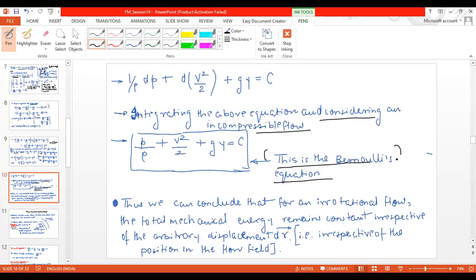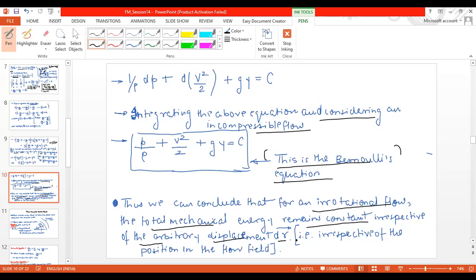So now this is nothing. This is our Bernoulli's equation. Then we can conclude that for an irrotational flow, the total mechanical energy remains constant, irrespective of the arbitrary displacement vector, dr vector.